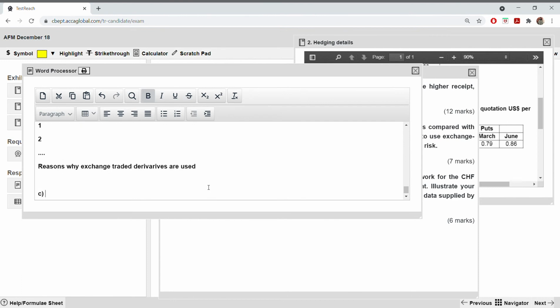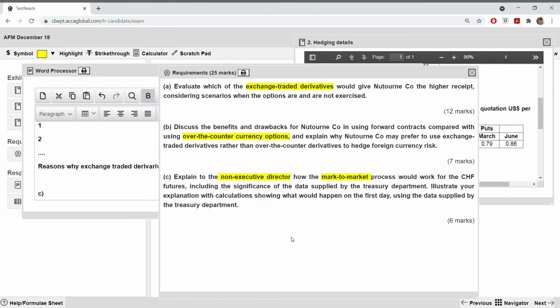What is part C asking? For part C, some calculation is required. Otherwise, I was not going to do part C. Explain to the non-executive director about mark to market, and also illustrate with calculations. Whenever they say illustrate your explanations with calculations, it means you are giving an example. Sometimes they might not give you numbers. They might just tell you to illustrate. There you have to use some imaginary numbers. You have to come up with some numbers.